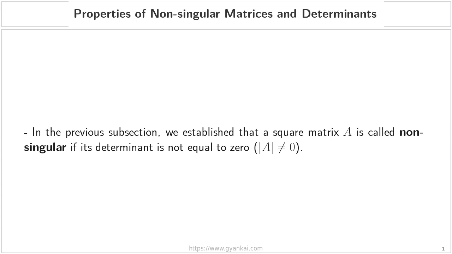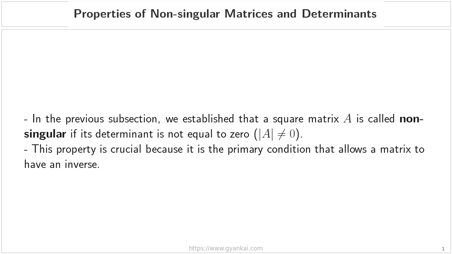Welcome, everyone. Let's begin our session on the properties of non-singular matrices and determinants. Before we dive into our new material, let's quickly recap what we've already learned. In our previous lesson, we established a very important definition. A square matrix, which we'll call A, is classified as non-singular specifically when its determinant is not equal to 0. In mathematical terms, we write this as the determinant of A does not equal 0.